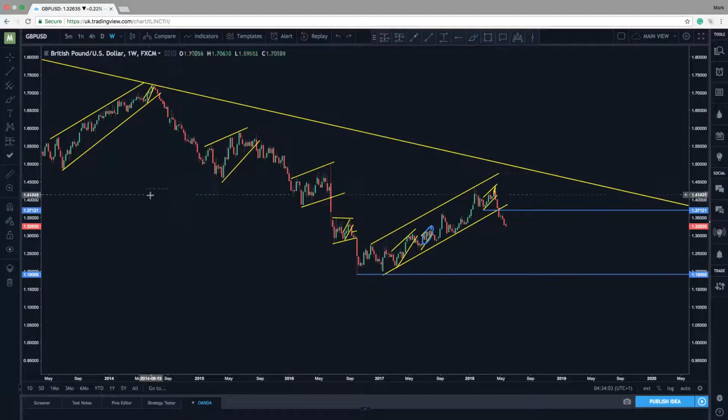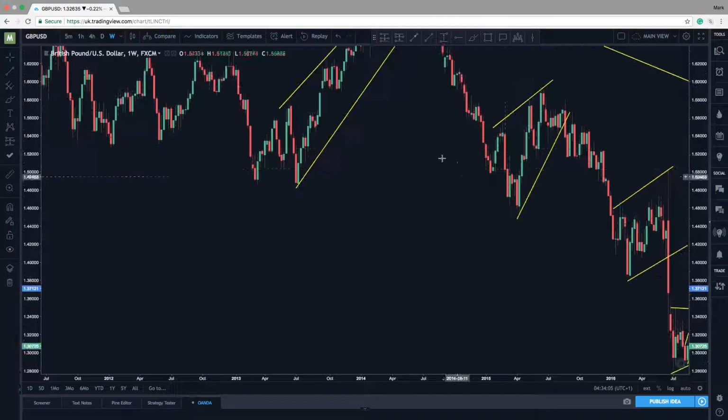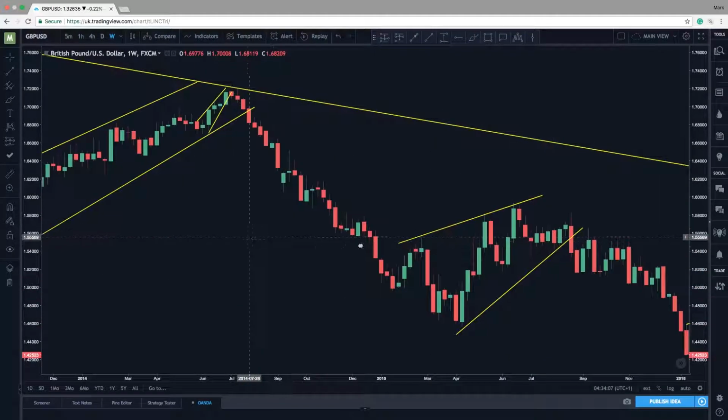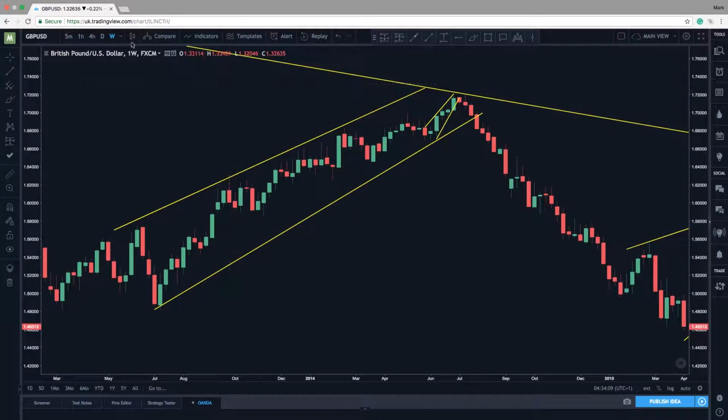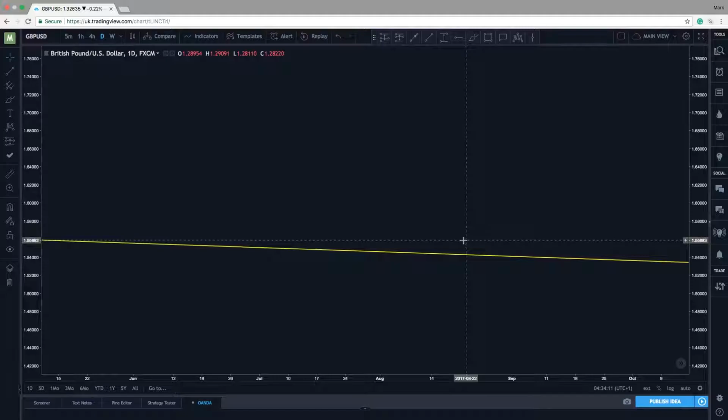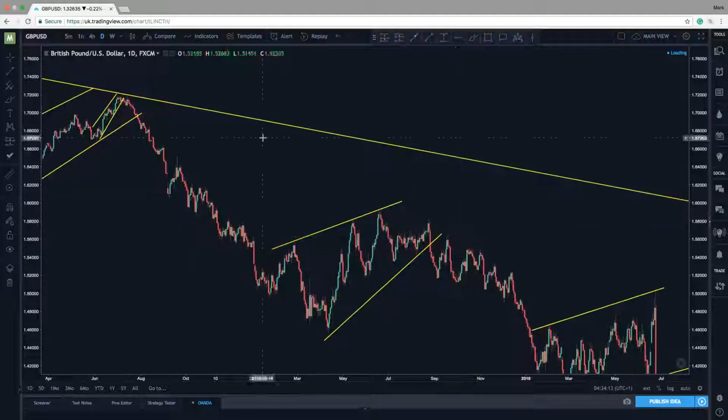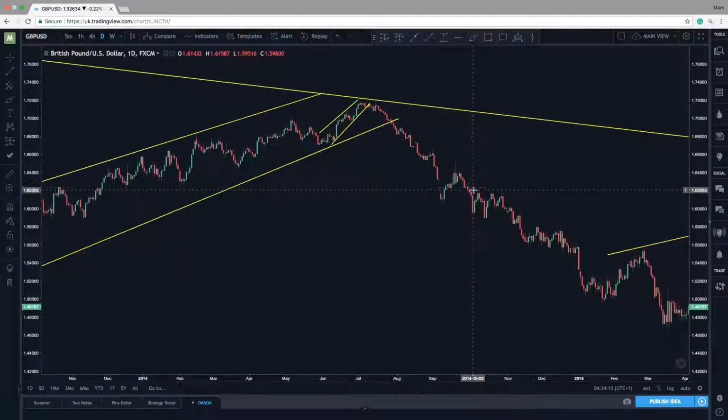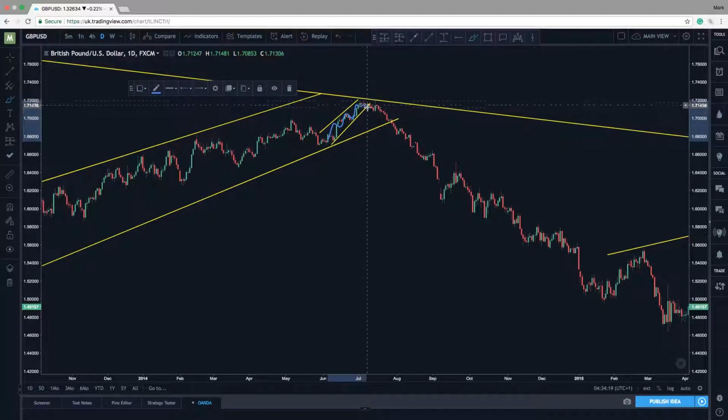So as you can see, if I zoom in, we actually have, even on the weekly time frame, an ascending channel within an ascending channel. If I go to the daily, it gets a lot clearer for you to see. So let's take a look at that. On the daily chart, you can see that we have an ascending channel within an ascending channel.